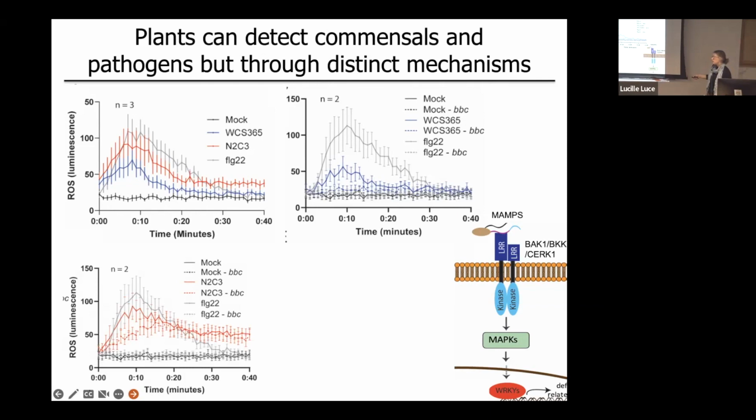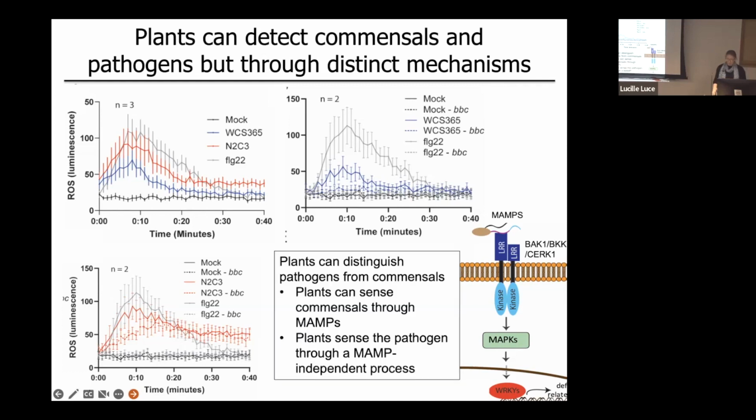So that suggests a little bit of the response is likely because of MAMPs, and then a secondary part of the response is independent of MAMPs. And I wanted to highlight that BAK1 is a co-receptor for a number of the damage receptors, but not all of them. So it does rule out a subset of damage responses, but not damage completely. And so this suggests that plants can distinguish pathogens from commensals. They can sense the commensals through MAMPs, and they can sense the pathogen through a second MAMP independent process.